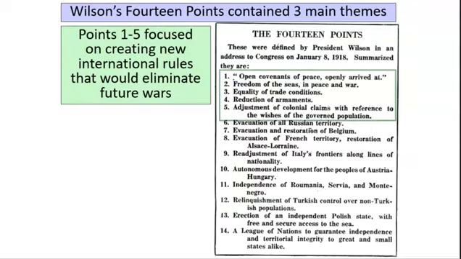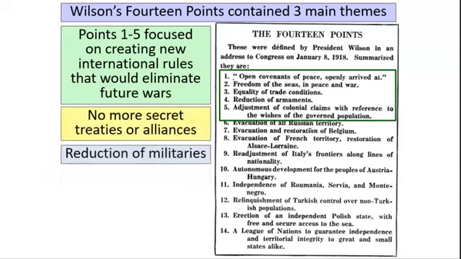And so the 14 points had three main themes. The first five, which you see on your screen right there, are going to focus on international rules to eliminate future wars. Things such as, you can see number 2 there says, freedom of the seas in peace and war. Remember, it was the sinking of U.S. ships, their interference with our trade, and things like the sinking of the Lusitania that had brought us into the war in the first place.